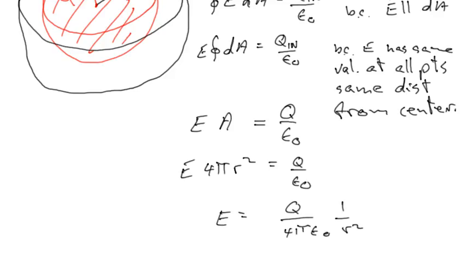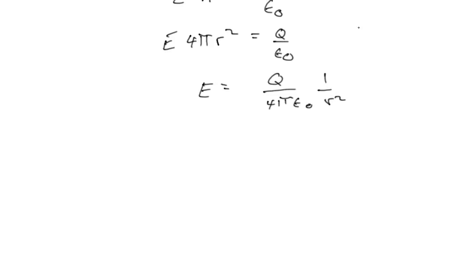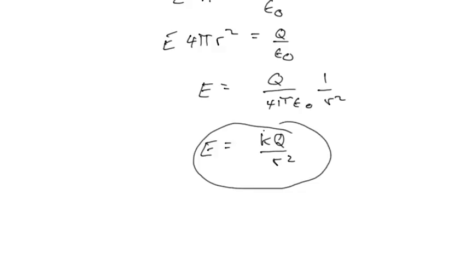And the 1 over 4 pi epsilon 0 is just K. So we have just what we thought we were going to have. E is equal to K Q over r squared. So this is good for outside.